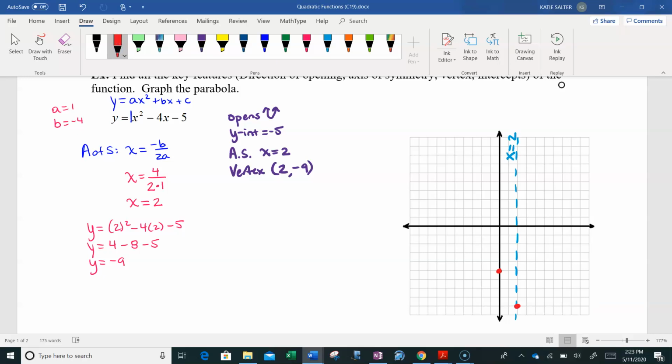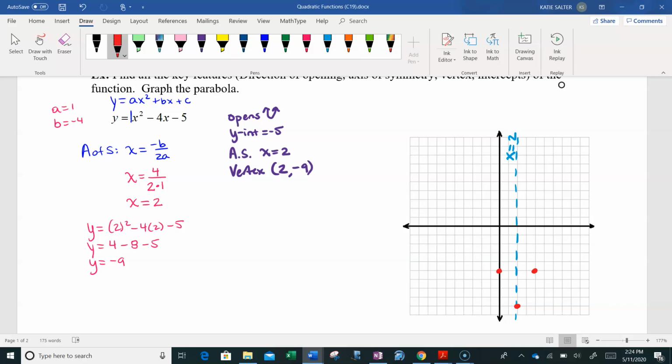All right, so then actually you already have another point. You may not realize it, but you do. Because we can see that the y-intercept is 2 units to the left of the axis of symmetry, that means there has to be a point 2 units to the right of the axis of symmetry. Now, of course, we could create a table. We could put this into Desmos and create a table and get some other points very quickly.